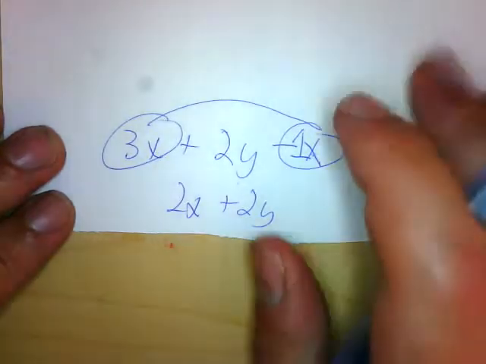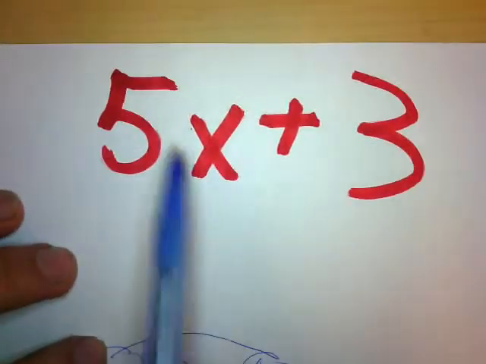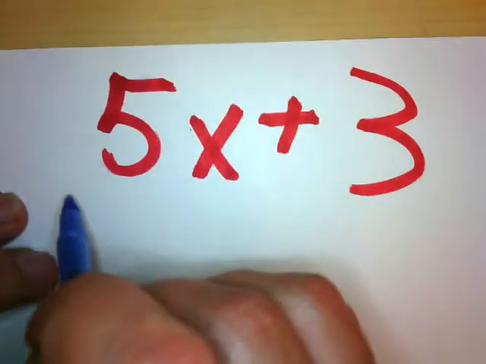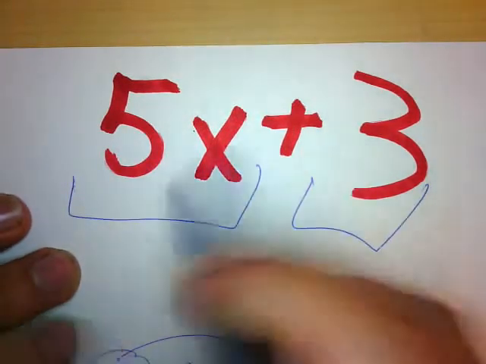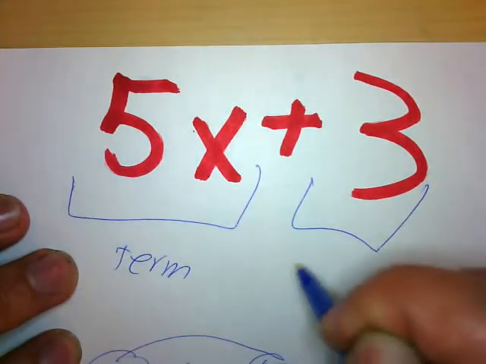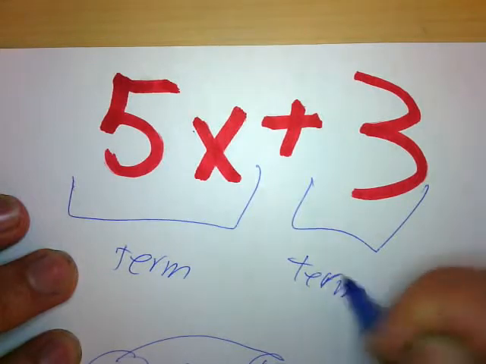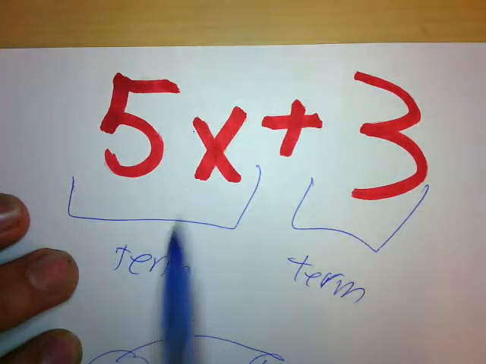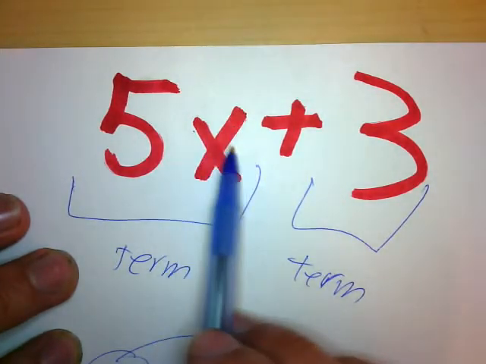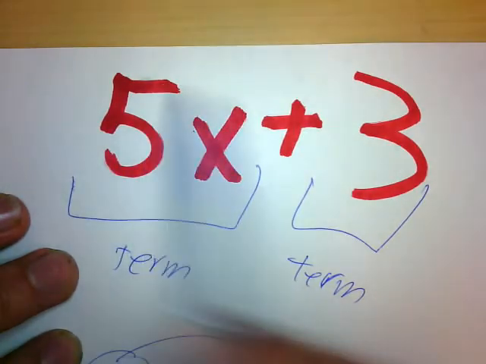Also, each section of this is called a term. So this is a term. This is a term. And within each term, we have a variable, we have a coefficient right here, and we have a constant right here. All right.